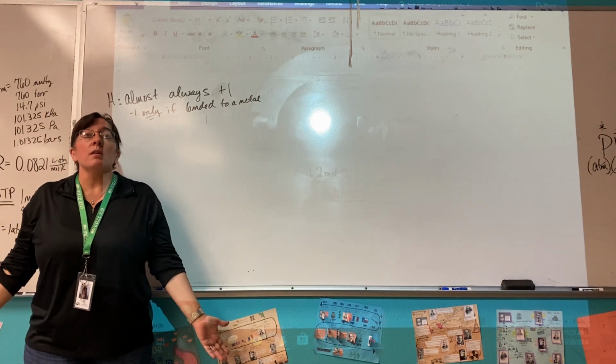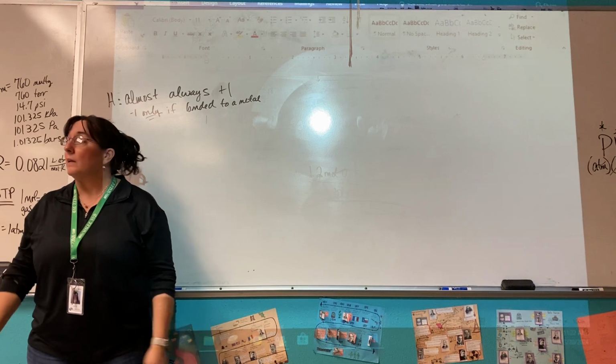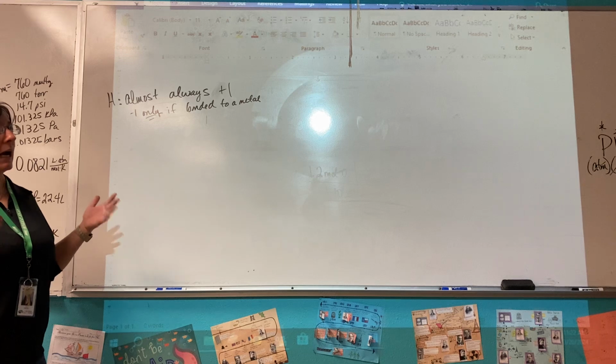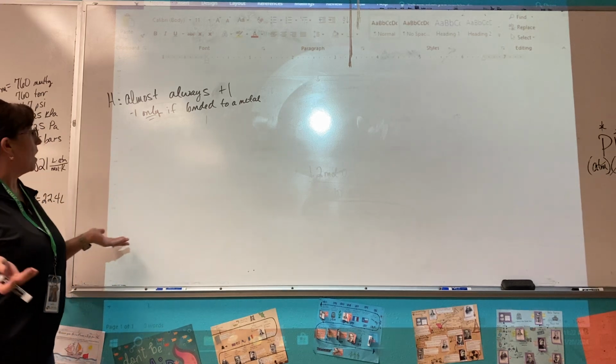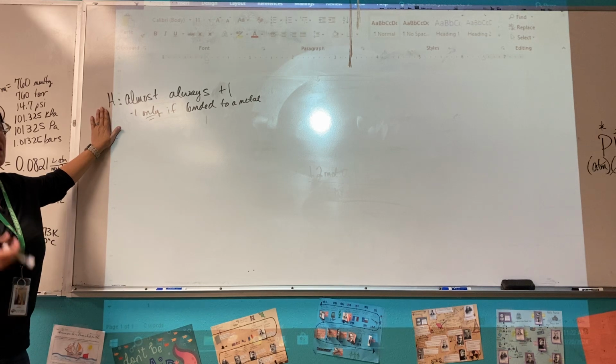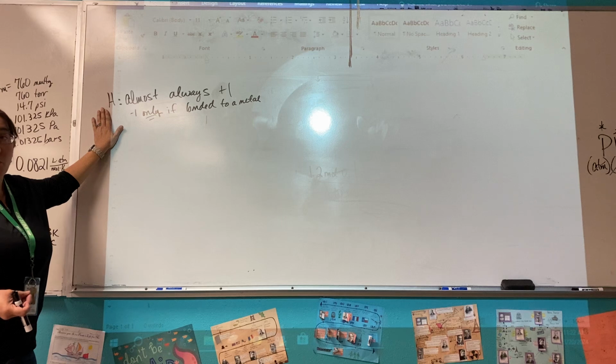Where are the metals on the periodic table? To the left, to the left of the metalloids. Where are the non-metals? To the right. I didn't think I had to recap that in an AP class. All right, so hydrogen, almost always a +1. If it is ever bonded to a metal, then it would have a -1 charge.